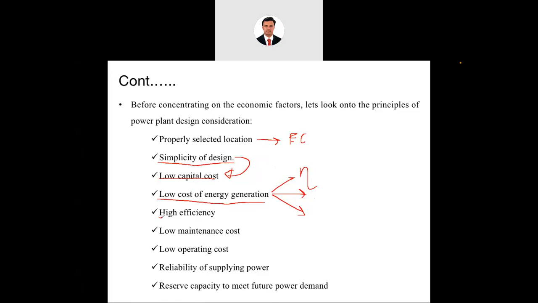Particularly, this factor is related to the economics of the power plant. Then high efficiency: as we discussed, if efficiency is very high, the cost of energy generation will be reduced. If efficiency is low, the cost of energy will increase. So it is totally an economic point because efficiency directly affects the cost of energy. Then low maintenance cost or low operating cost: the running cost and the maintenance cost must be low. Those are the considerations.